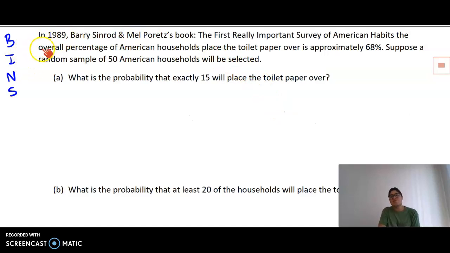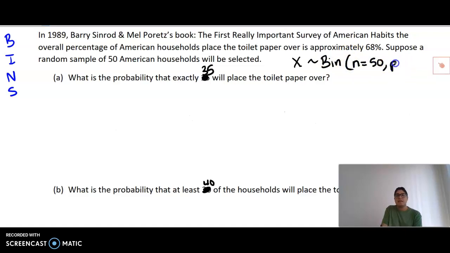Binary, well, yeah, they either place the toilet paper over or under. Independent, because I can assume what my house does won't influence what your house does. And fixed, well, we're only taking a sample here of 50, and then the probability of success is about 68%. Now, in a bonus lesson for this unit, we're going to learn another way to verify independence. But for now, there are two typos here. So this one is actually going to be exactly 35, and this one is going to be at least 40. Okay, so based on this context, we believe that X is a binomial random variable with the parameters n equals 50 and p equals 0.68.